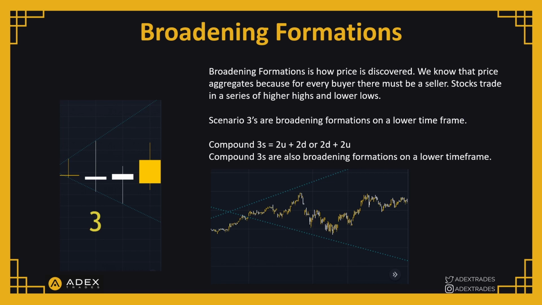If you look at this example right here, you see that we have an outside bar, and this is a scenario 3. And a scenario 3 is a broadening formation on a lower time frame. Okay, so if you were to mark the high, the low, and the high, and the low, okay, right? It's a series of higher highs and lower lows, and then you connect these lines, right? This is a broadening formation.